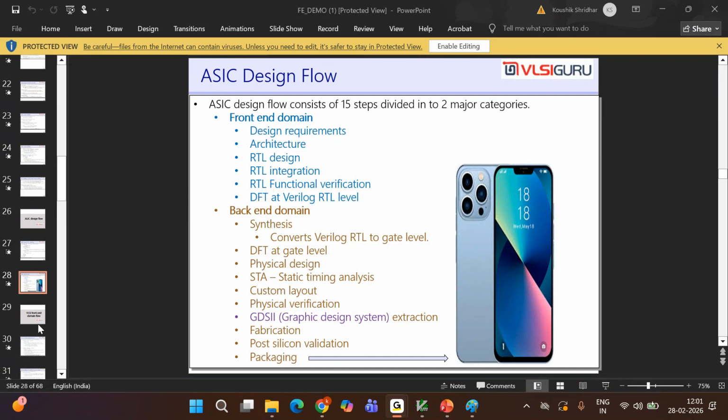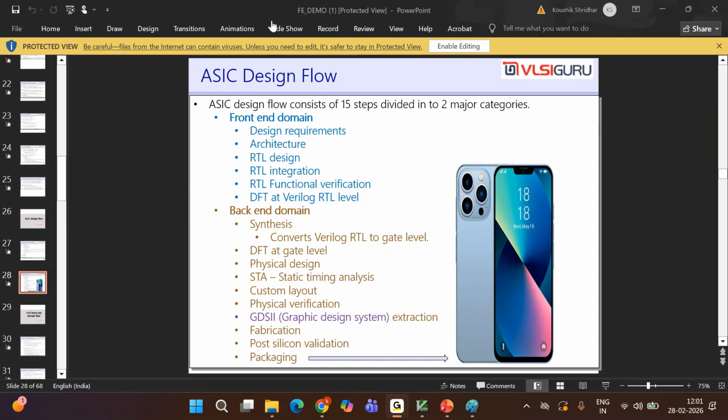Yes, sir. In this course, are we covering RTL design and RTL integration, or will it be focused only on RTL functional verification? See, the main focus will be functional verification. But in Verilog, you will learn what designing is, how to design a module. You will learn it there. What the rules are, all those things you will learn in Verilog. Integration also you will learn.